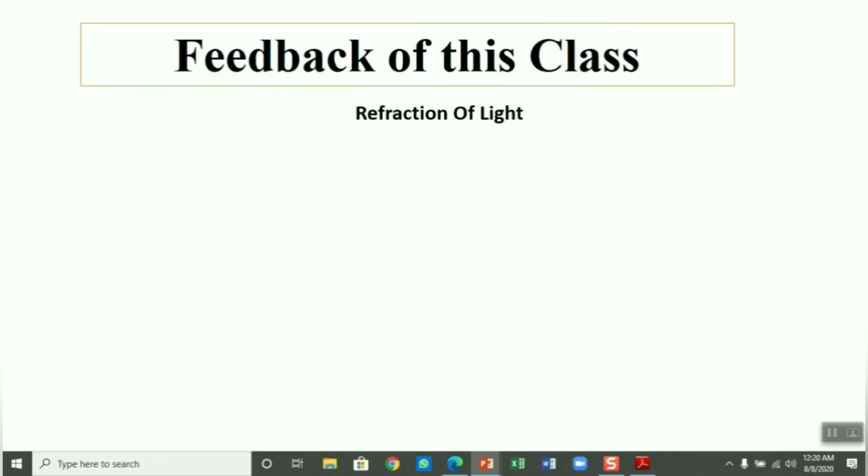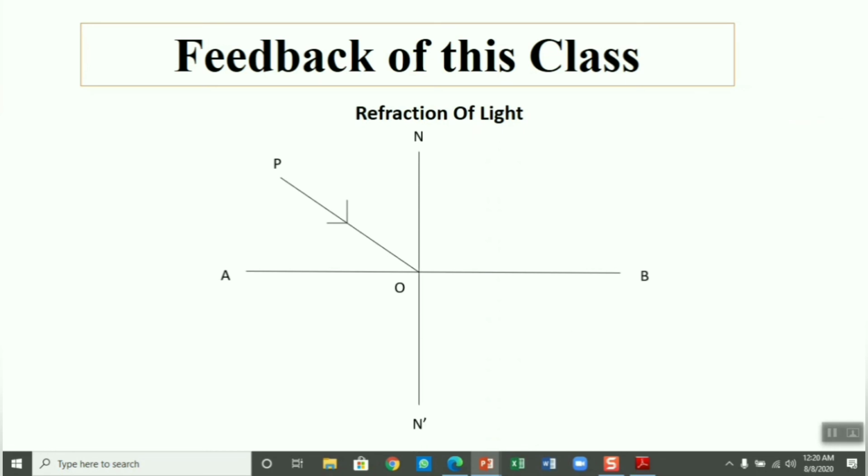Now, feedback session. What have you learned actually? What is refraction of light? Which one is the incident ray? We will see. We'll check back. So this one, surface of separation. Very good. Incident ray, is it? And this one, normal. And we call it NO, N prime. This one, OQ, refracted ray.